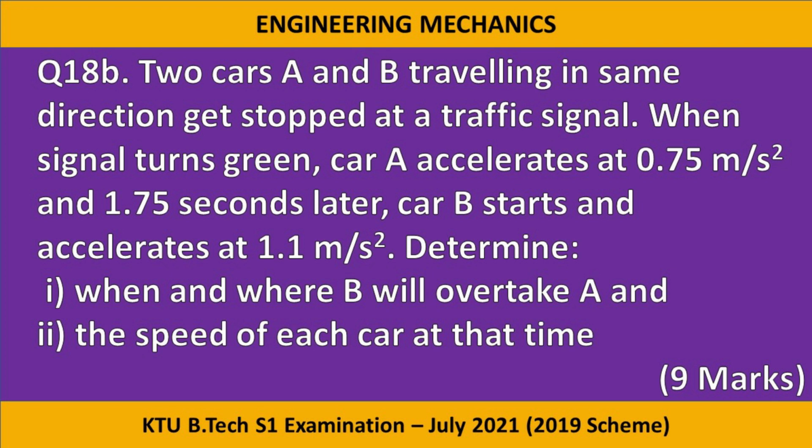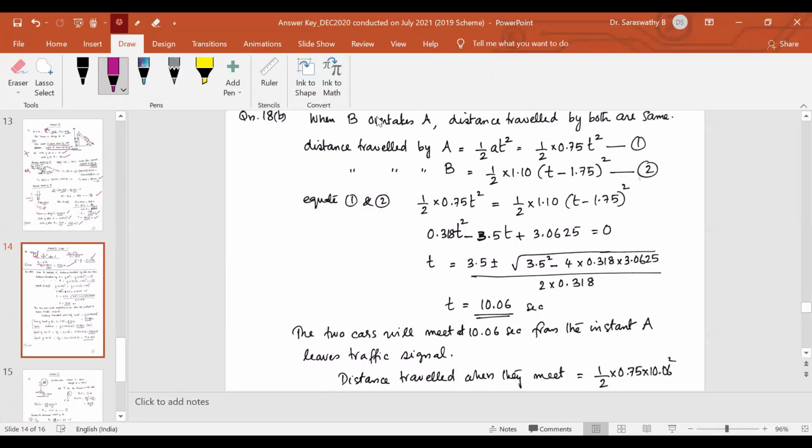This is a very simple example which you have done in your plus 2 classes itself. Say there are two cars and B overtakes A. When one car overtakes the other, it means the distance traveled by both are the same. Up to that particular point where it is overtaking, the distance traveled by both are the same. Make use of that.